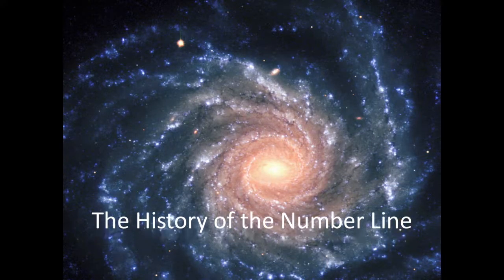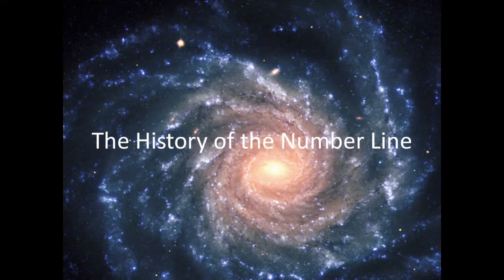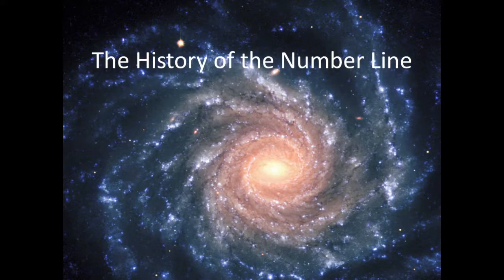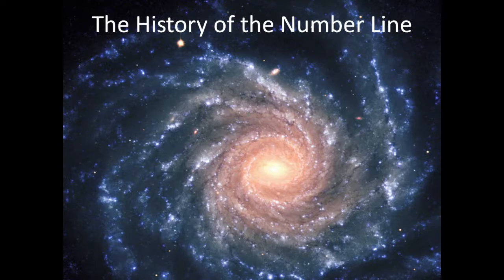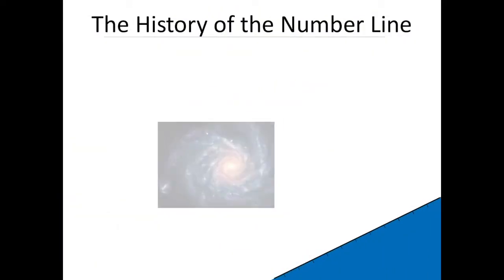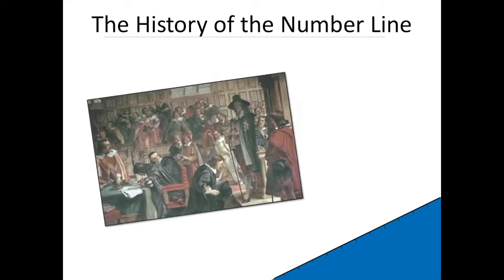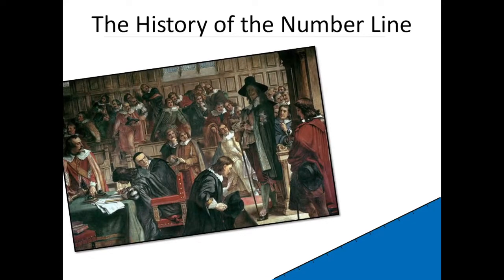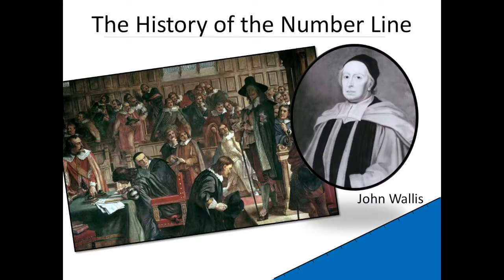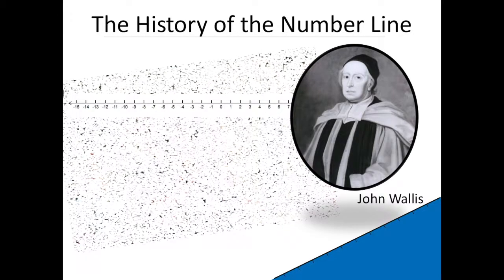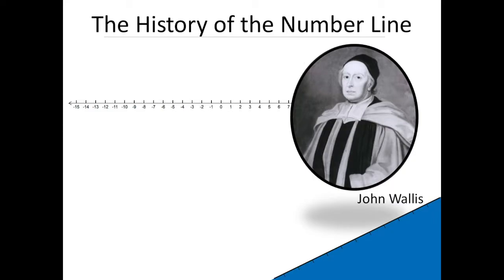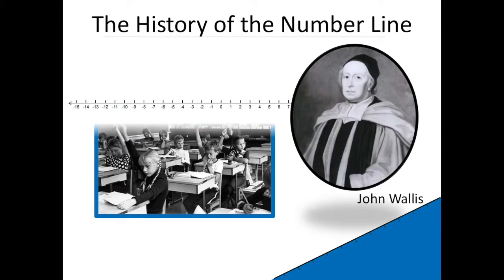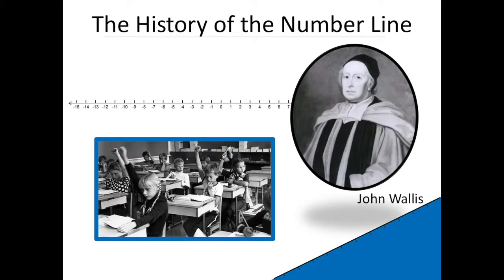When I first started studying the history of the number line, I just assumed that it had been around since, like, the beginning of time. But no, it took until the 17th century for someone to come up with it. This is John Wallis, the brilliant mathematician of the 1600s. He's the one that came up with the number line. And even more surprising is that it wasn't used in classrooms until the mid-20th century.